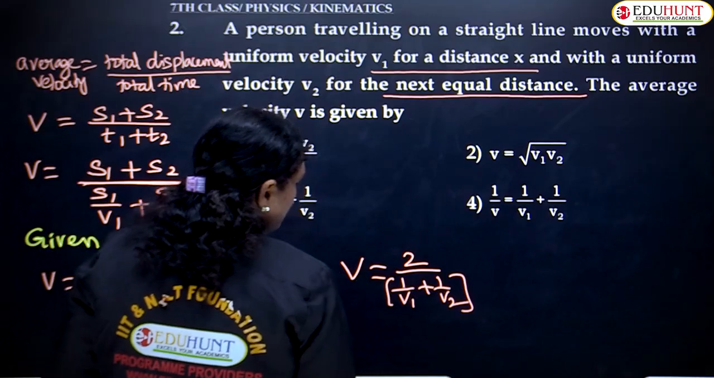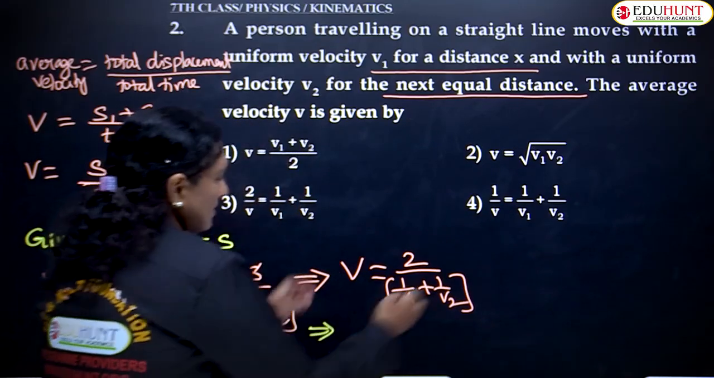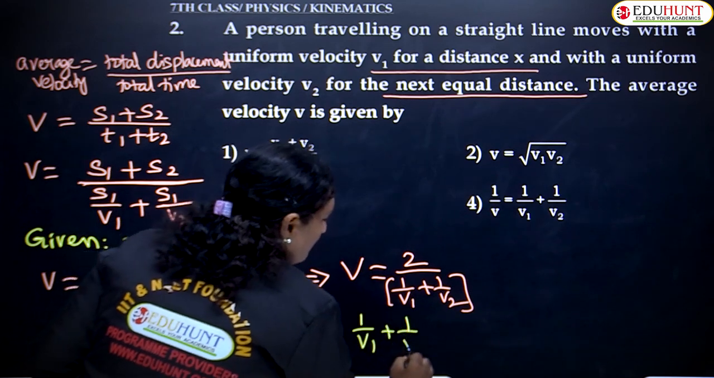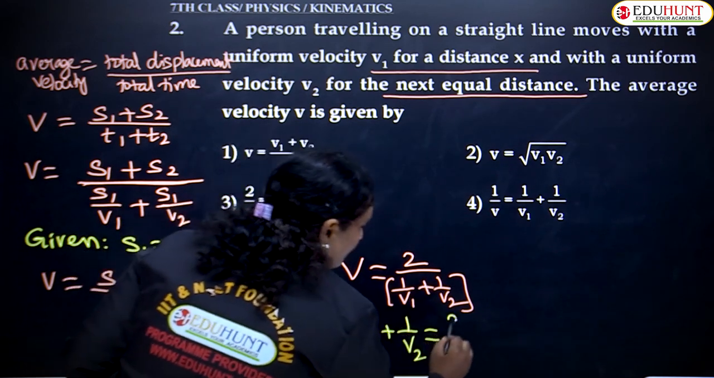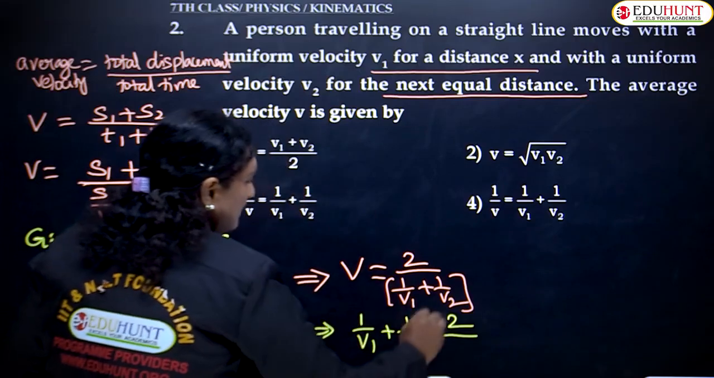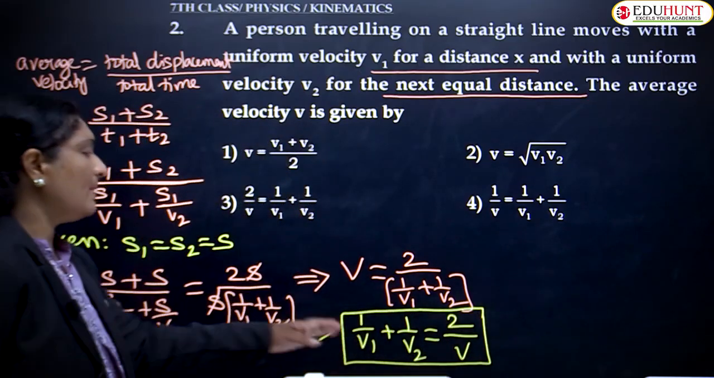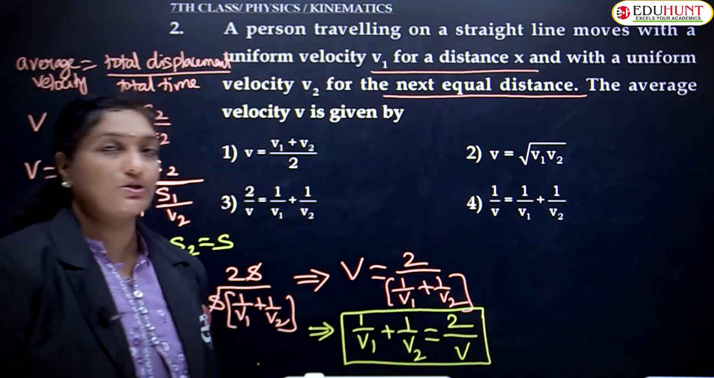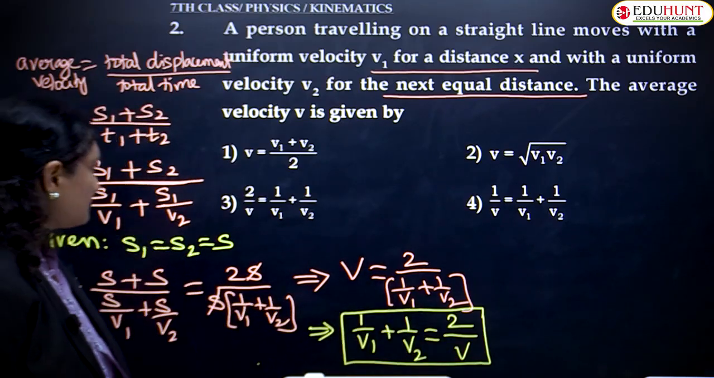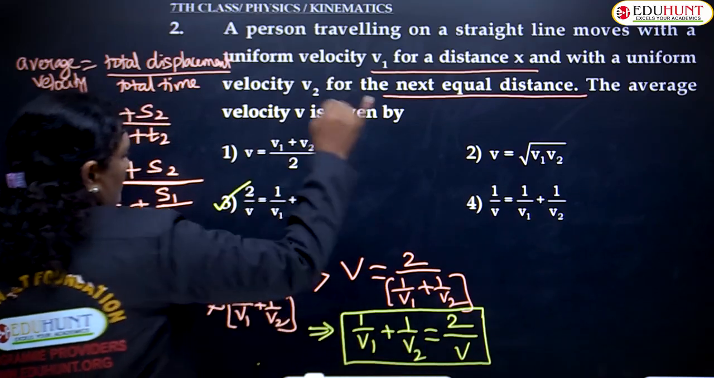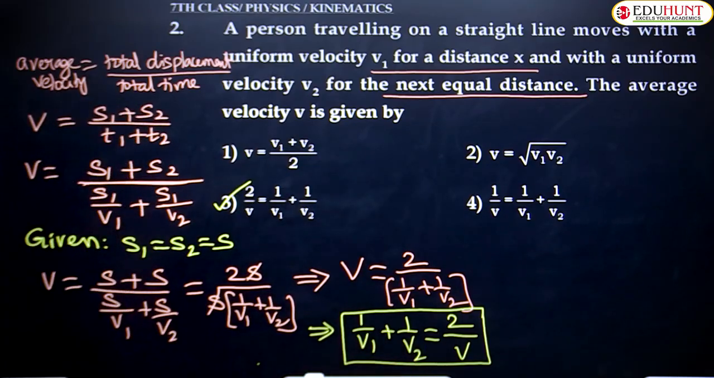So let us try simplifying this. Hence this part here, that means 1 by v1 plus 1 by v2 is equal to, what is left over here, children? 2 upon, bring this v to the other side. So here goes your answer. So 1 by v1 plus 1 by v2 is equal to 2 by v. So where is the correct option? 2 by v equals 1 by v1 plus 1 by v2. Is the concept clear, children? Okay. So moving to the third question.